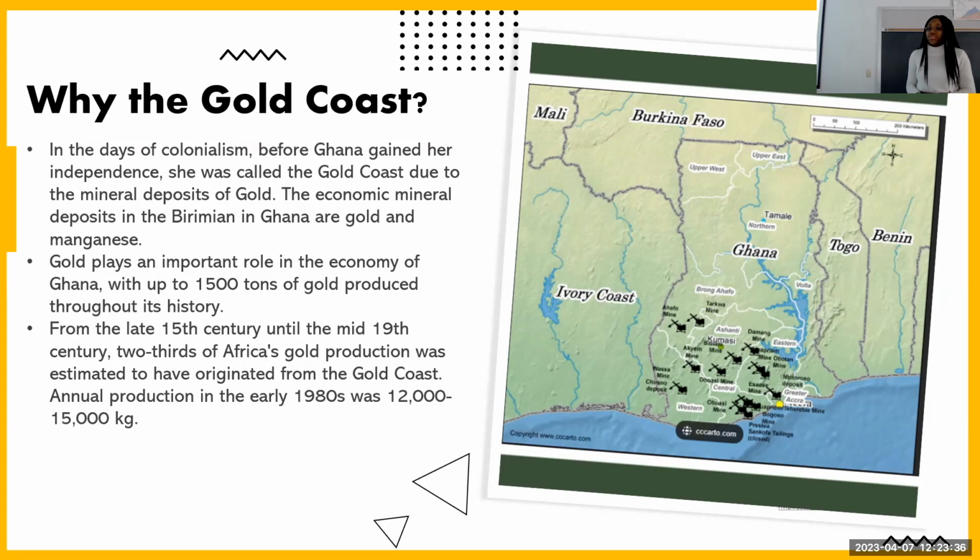From the late 15th century up until the mid-19th century, two-thirds of the total gold production from the African continent was estimated to have originated simply from the Gold Coast. This tiny country provided two-thirds of the gold that had been transported around the world from Africa back in the 19th century. The crowns, the jewelry, all of that, most of that gold came from us. And it was estimated that the annual production in the early 1980s was between 12,000 to 500 kilograms of gold every single year.